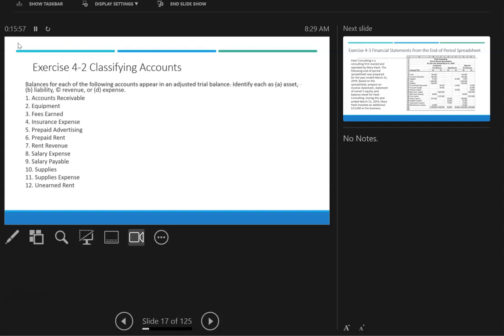Okay. Balances for each of the following accounts appear in an adjusted trial balance. Identify each as an asset, liability, revenue, or expense. So guys, take a minute and look at this. And we're going to call them out. I'm going to say 1, what is it? 2, what is it? But take a moment and see if you can try to do it on your own. Again, the purpose of this class is to make mistakes and to learn. So don't beat yourself up. But I'm just trying to see if you can recognize them.